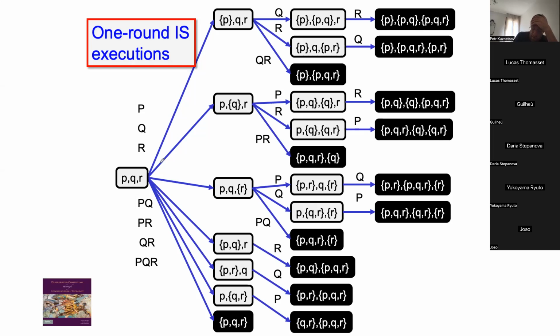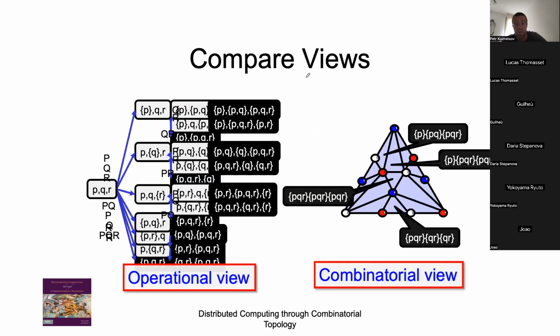And then, for example, you have P starting first and QR coming together. QR see P, Q, and R, and P only sees itself. This is a set of possible outputs. So these are all combinations that we can have.